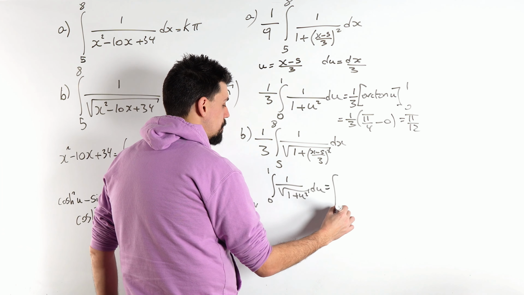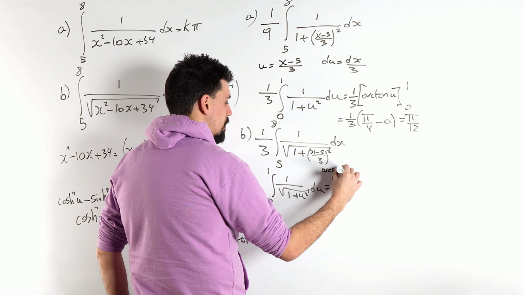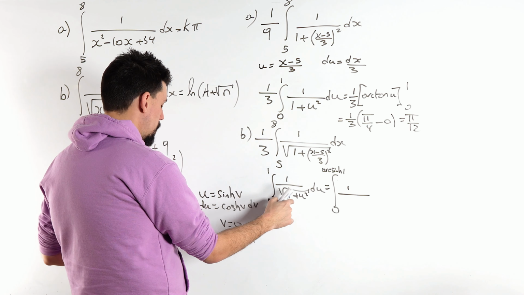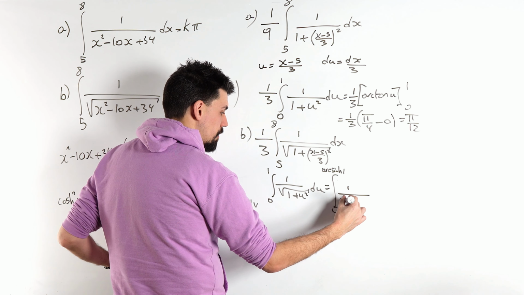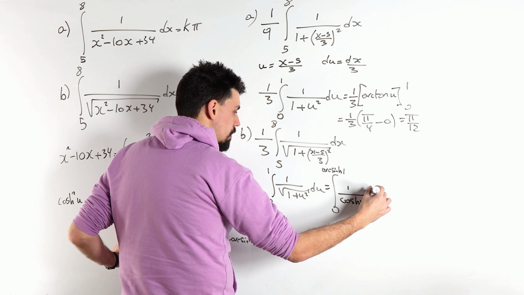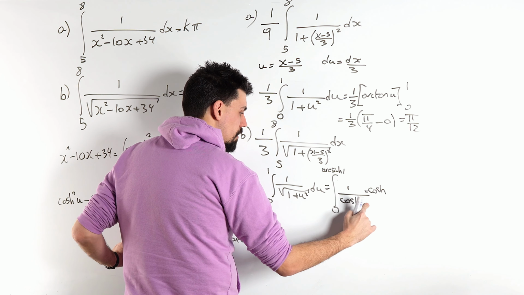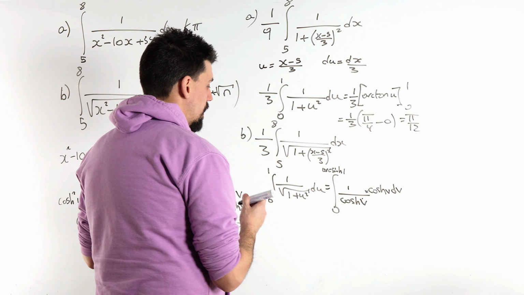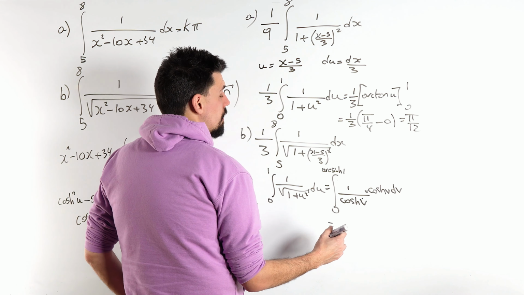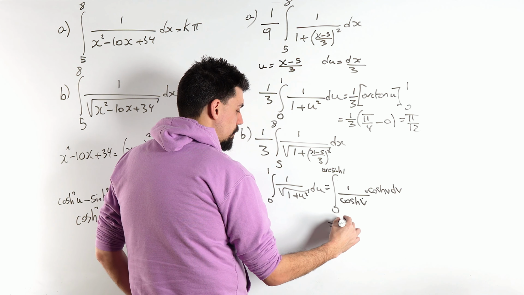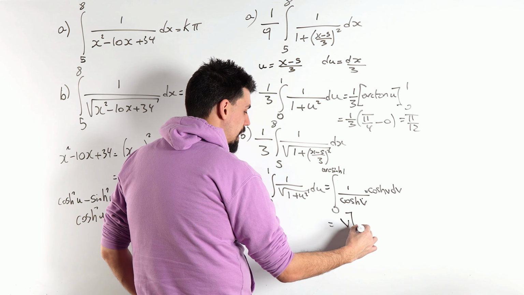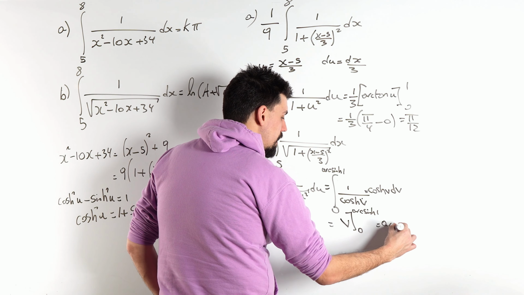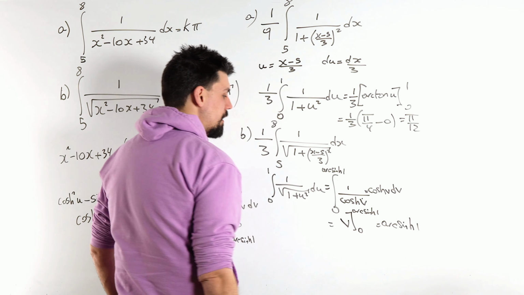So what do we get? We get the integral from 0 to arc sine of 1 of 1 over square root of 1 plus sine squared, which is cos u, times, I'll get there in the end, cos v times cos v dv, which is just the integral of 1. So that will give me v, evaluated at 0 and arc sine 1. So my answer is arc sine of 1.